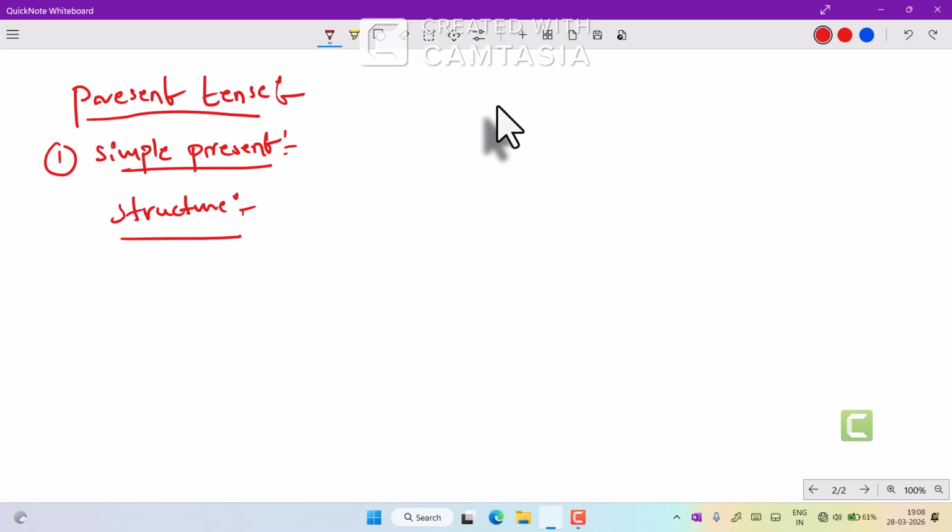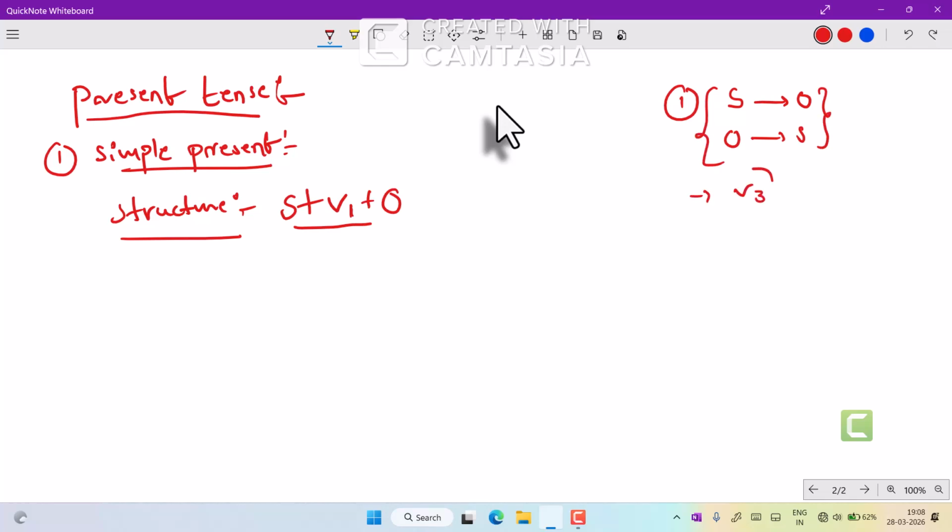Though I explained it to you in our classes, 4 revisions have happened. Still, if you don't have an idea, for you I can write this. In this, subject plus V1, remember this, V1 plus object. This is the structure. Now, what is our first rule in conversion? Subject becomes object, and object becomes subject. And the verb is changed into V3, the past participle. This is our fundamental.